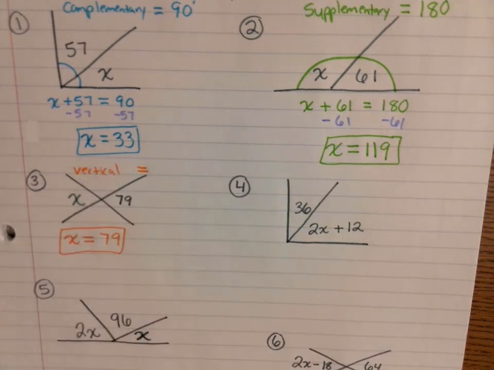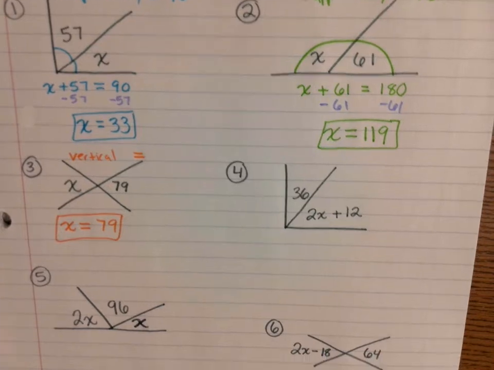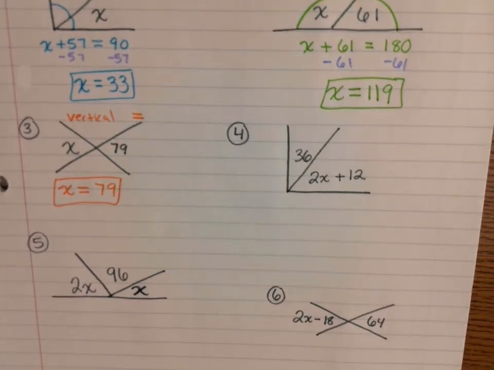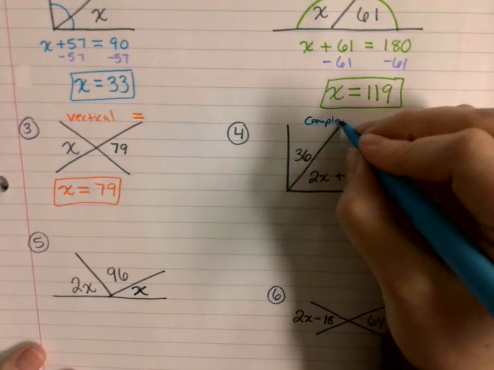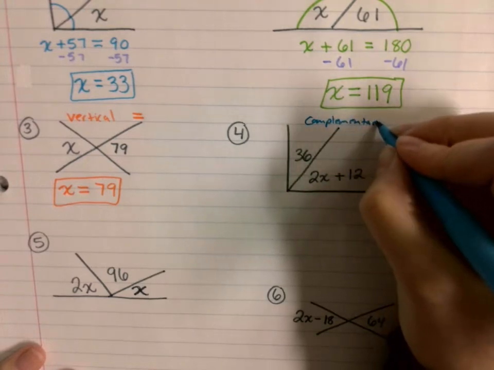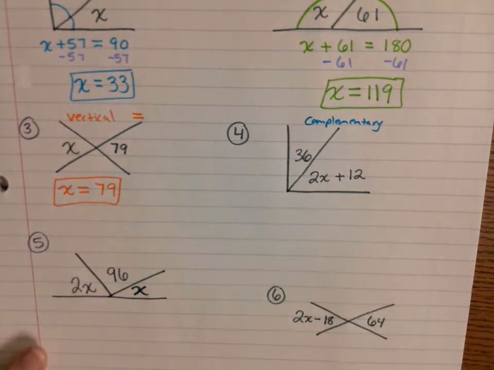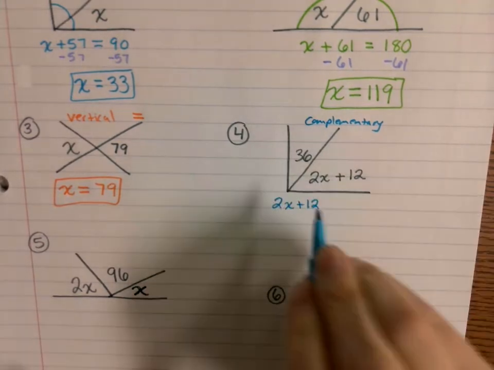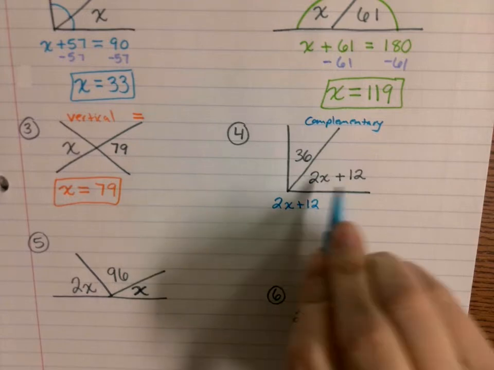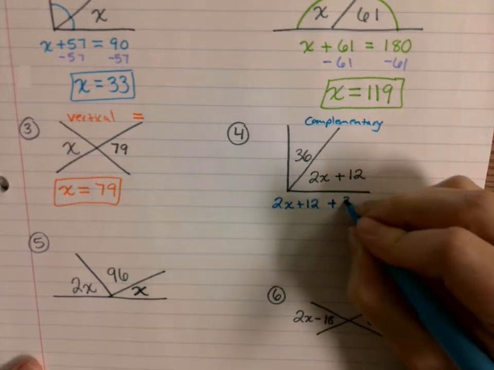Okay, for problem number 4, again, complementary. This is a complementary angle measurement. So if we combine the angles together, it should equal 90 degrees. So if I take 2x plus 12, that's one of the angles, and I add it with 36, that's going to be equal to 90 degrees.